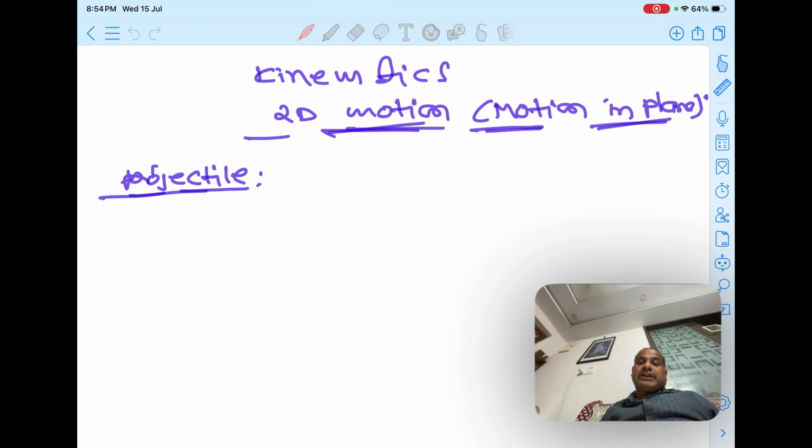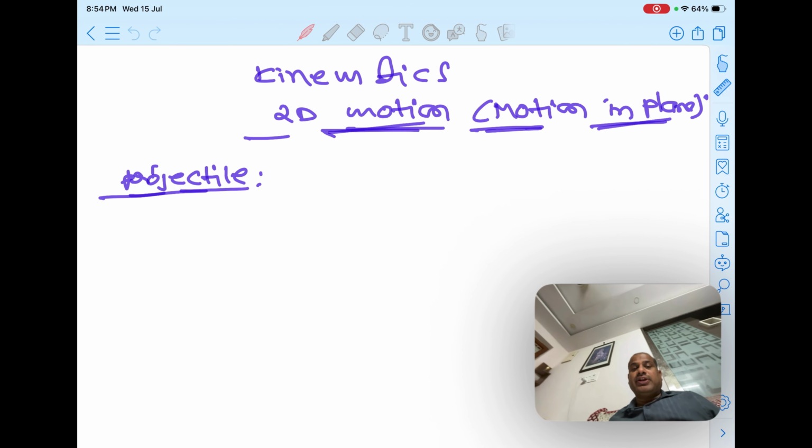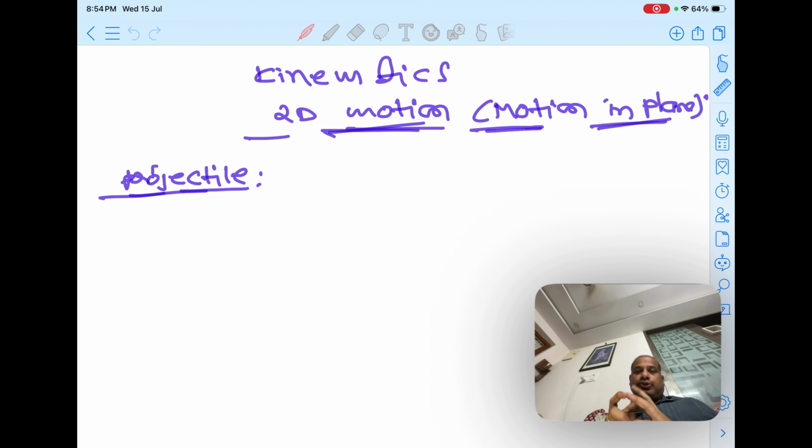Okay, so today we'll talk about kinematics, 2D motion or motion in a plane. Okay, projectile motion. बच्चों, टुडे आज हम 2D मोशन या प्रोजेक्टाइल मोशन के बारे में सुनेंगे.